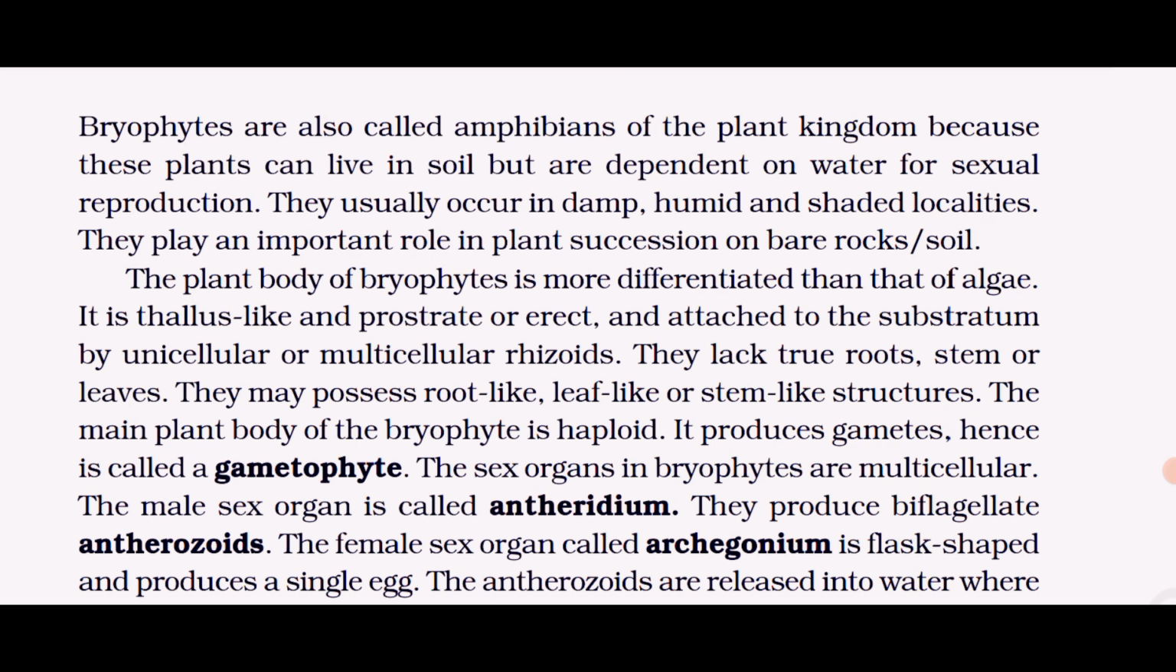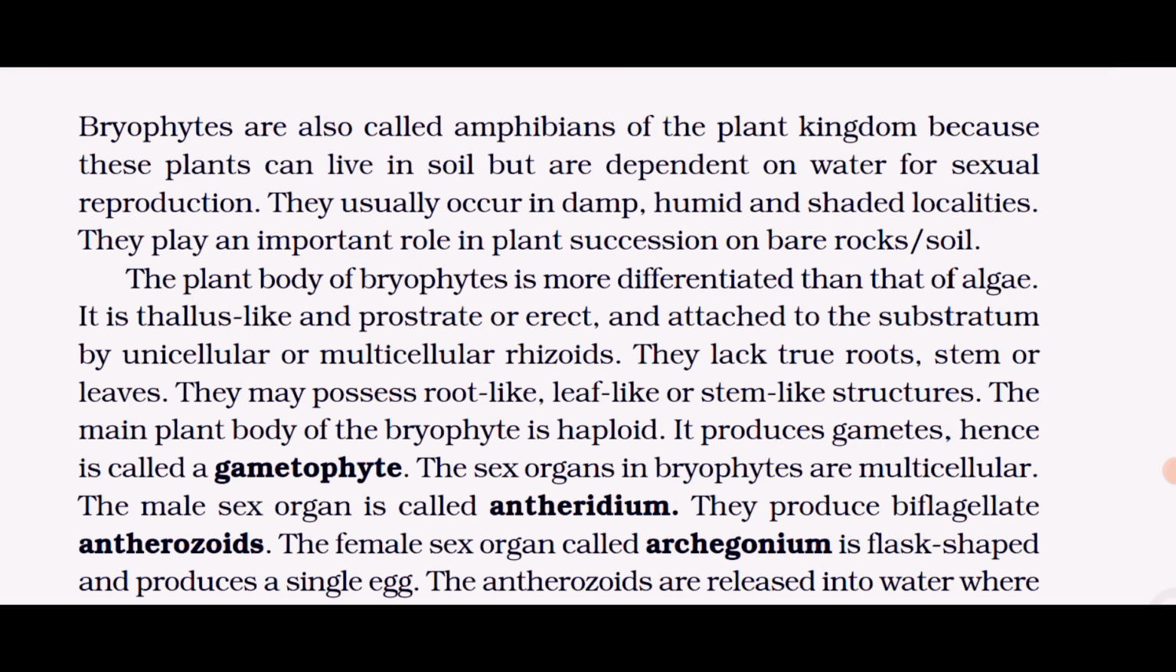It is thallus-like, prostrate or erect, and attached to the substratum by unicellular or multicellular rhizoids. They lack true roots, stems, or leaves. They may possess root-like, leaf-like, or stem-like structures. The main plant body of the bryophyte is haploid. It produces gametes. Hence, it is called a gametophyte.